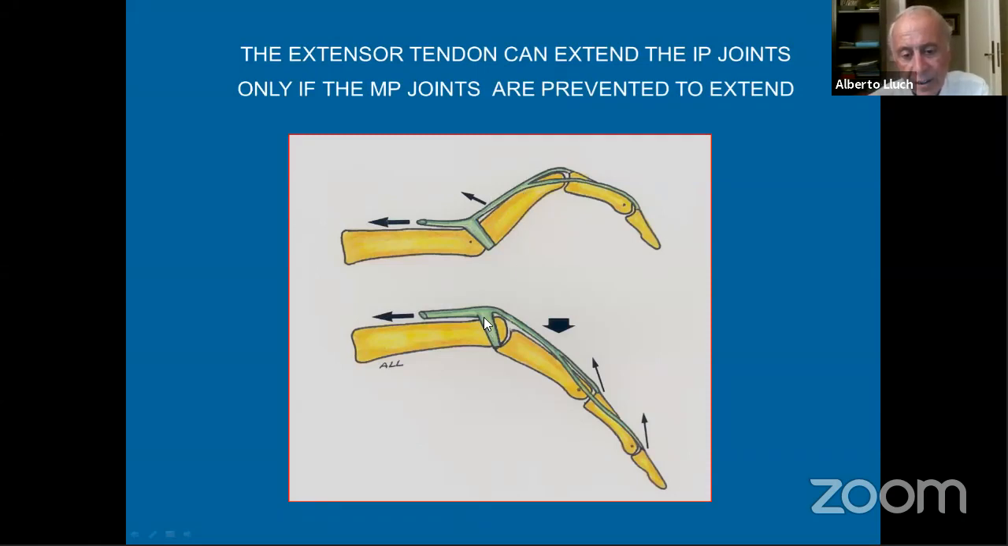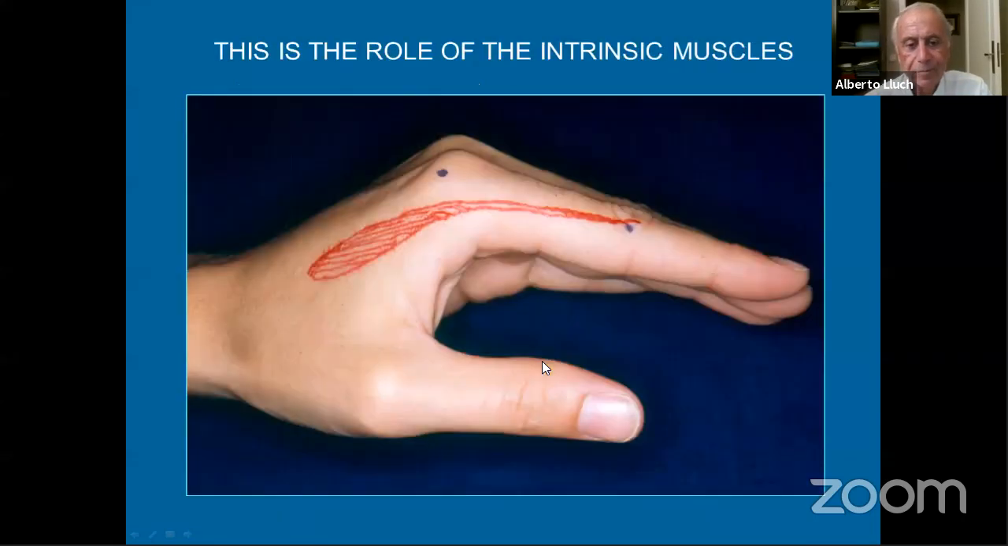And in order for the extensor tendon to extend the IP joints, proximal and distal interphalangeal joints, we need to flex the MP joint, because otherwise there is not enough excursion of the extensor tendon to extend the PIP joint and the DIP joint. But even with patients with a claw deformity, who don't have intrinsic muscles, the extensor tendons can extend the interphalangeal joints if we hold the MP joint in flexion. And this is the role of the intrinsic muscles.